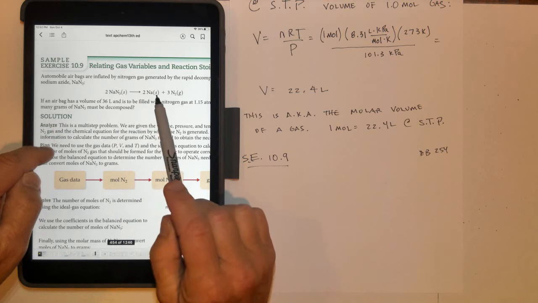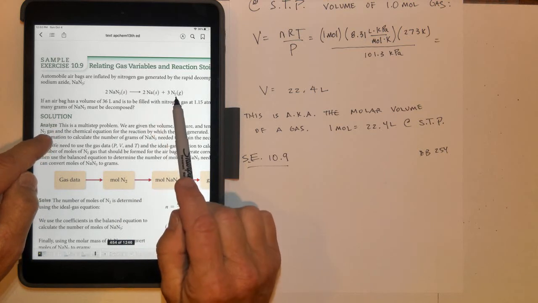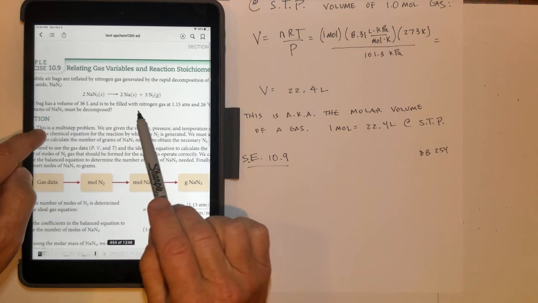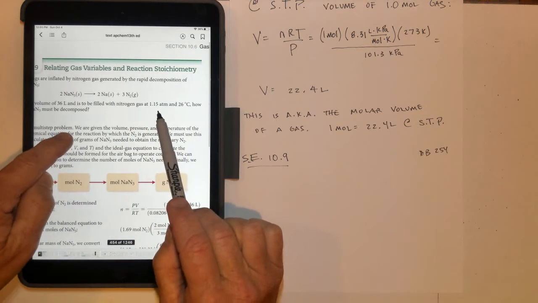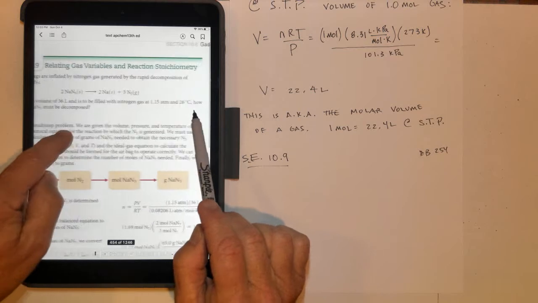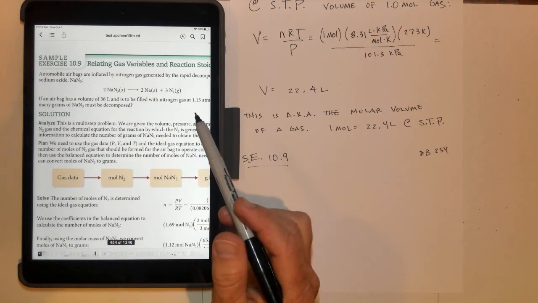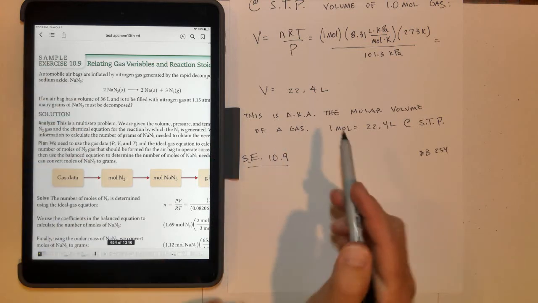There's sodium azide right there, and then it decomposes into sodium and nitrogen gas. If an airbag has a volume of 36 liters and is to be filled with nitrogen gas at 1.15 atmospheres and 26 degrees Celsius, how many grams of sodium azide must be decomposed? Well, let's go through the steps.